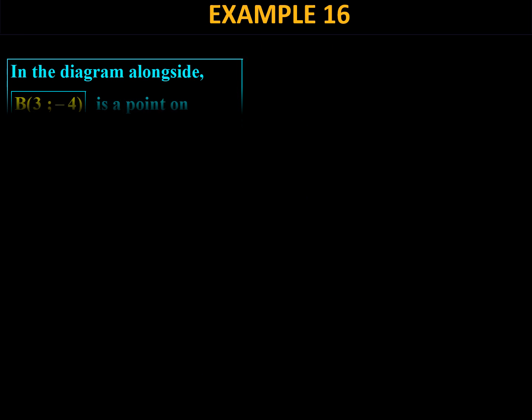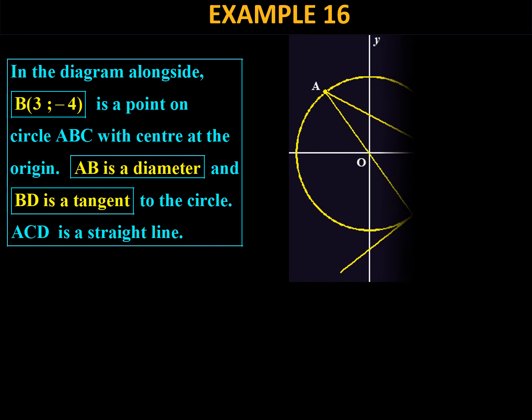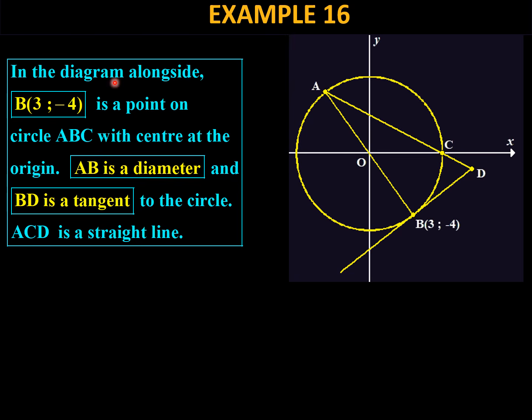Let us consider another example. There we have our given information, and there's our diagram. Let's just try to relate the two. You've got the diagram. P is a point, so there's point B. ABC is the circle, so ABC, there's the circle. AB is the diameter, so obviously it goes through the origin in this case.